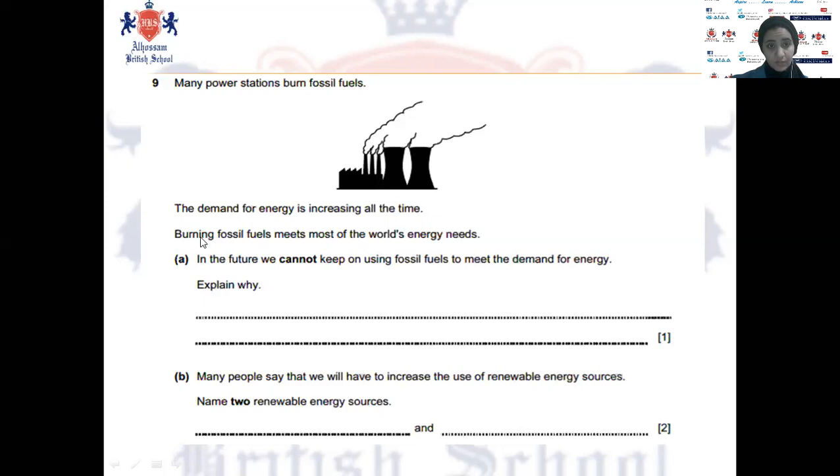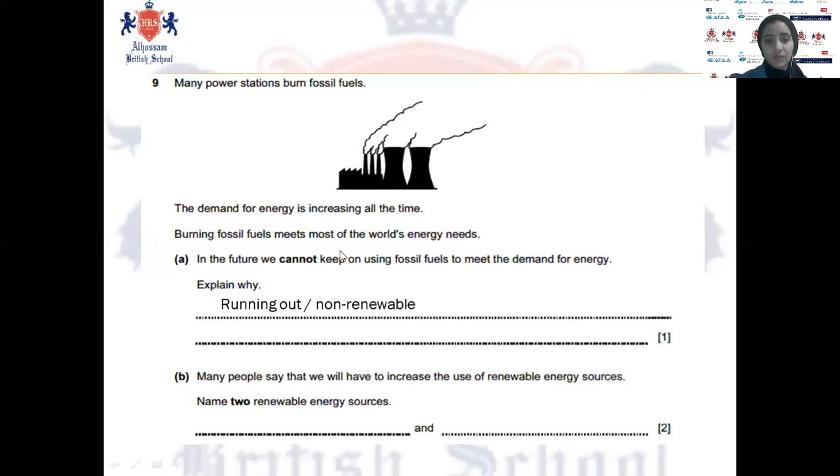Many power stations burn fossil fuels. The demand for energy is increasing all the time. Burning fossil fuels meets most of the world's energy needs. In the future, we cannot keep on using fossil fuels to meet the demand for energy. Explain why. Because fossil fuels are a non-renewable source of energy. Excellent.